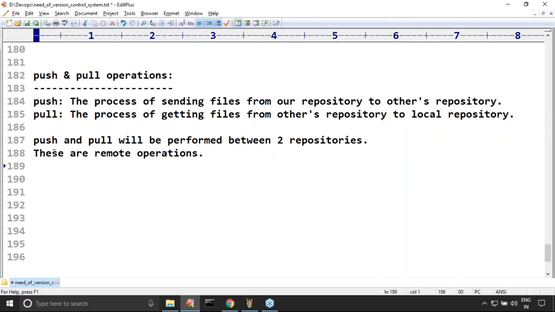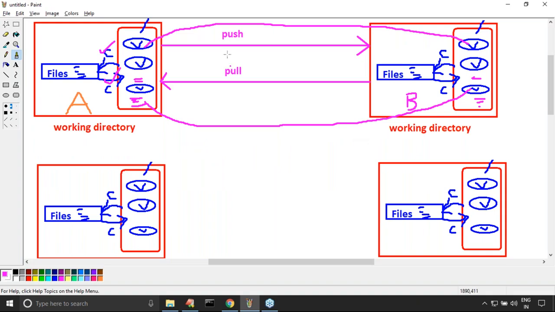Friends, can you please confirm whether these are remote operations or not? Remote operations, right? To perform these operations, a network must be there. Even in the distributed model, a network is required.